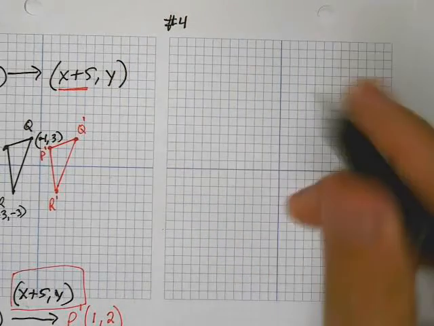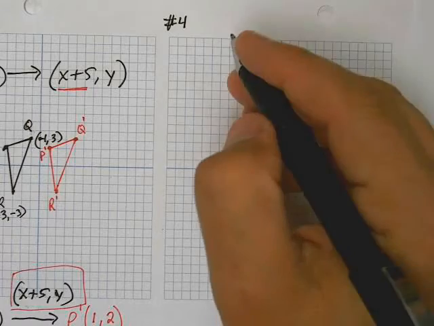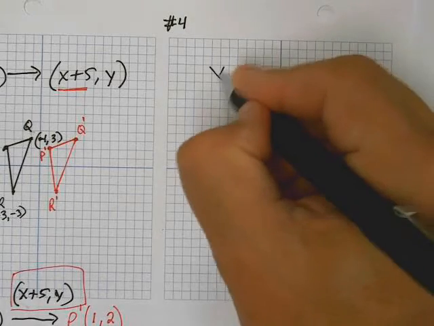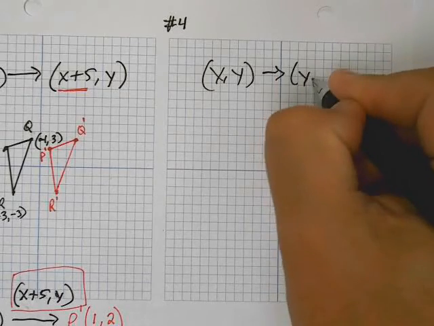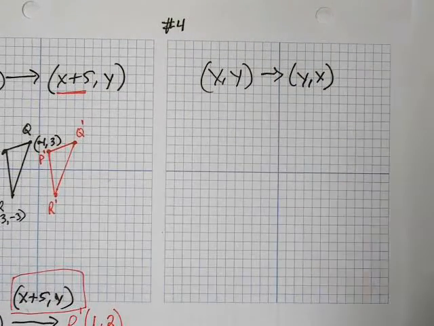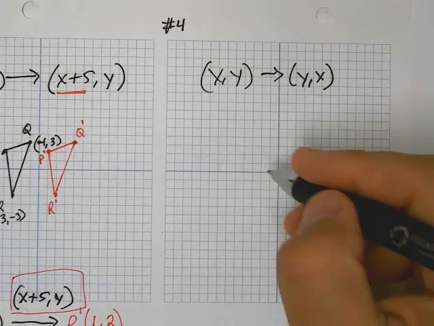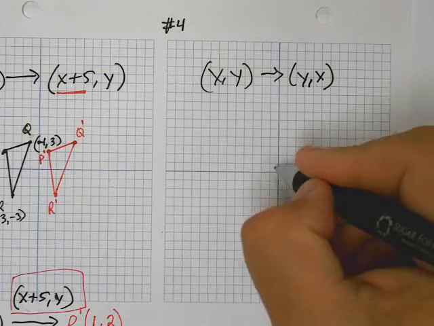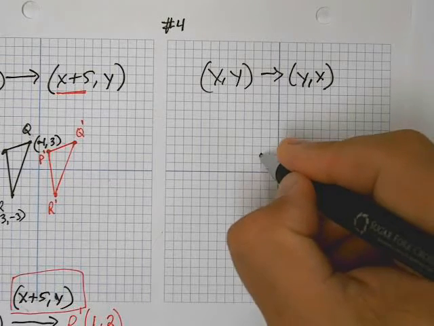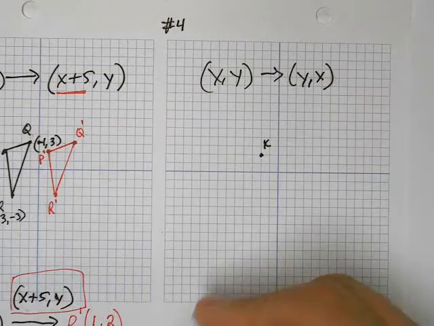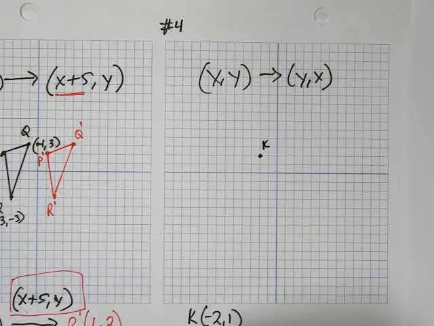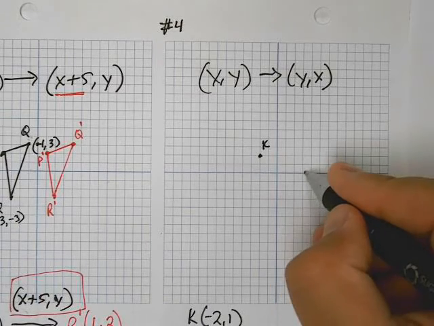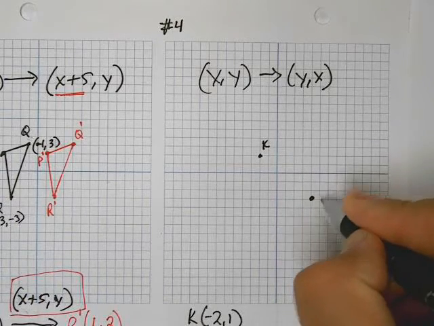All right, the rule is (y, x). We're just switching the place, switching the place of the y and the x. All right, so the original is this. Let's see, where is K? -2, 1. K is -2, 1. I'm going to write it down here. L is what? 4, -3. 1, 2, 3, 4. 1, 2, 3. That's L.